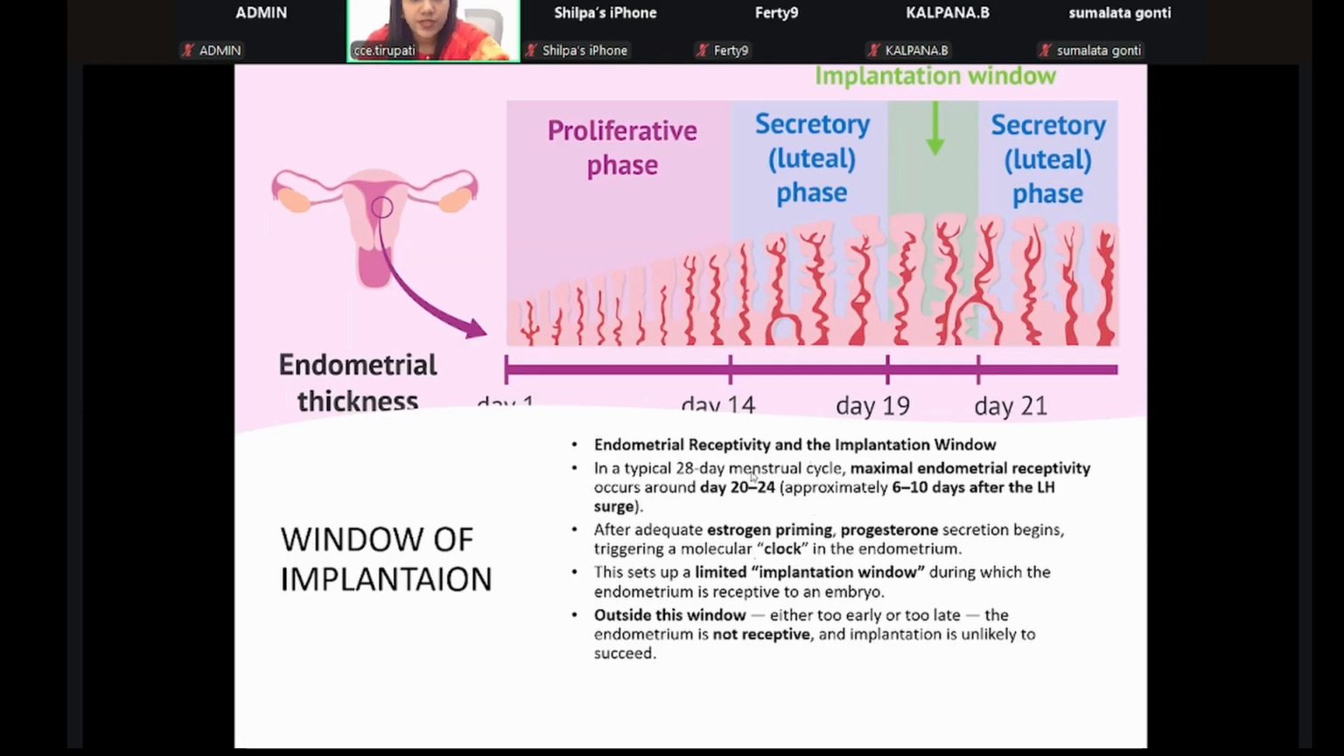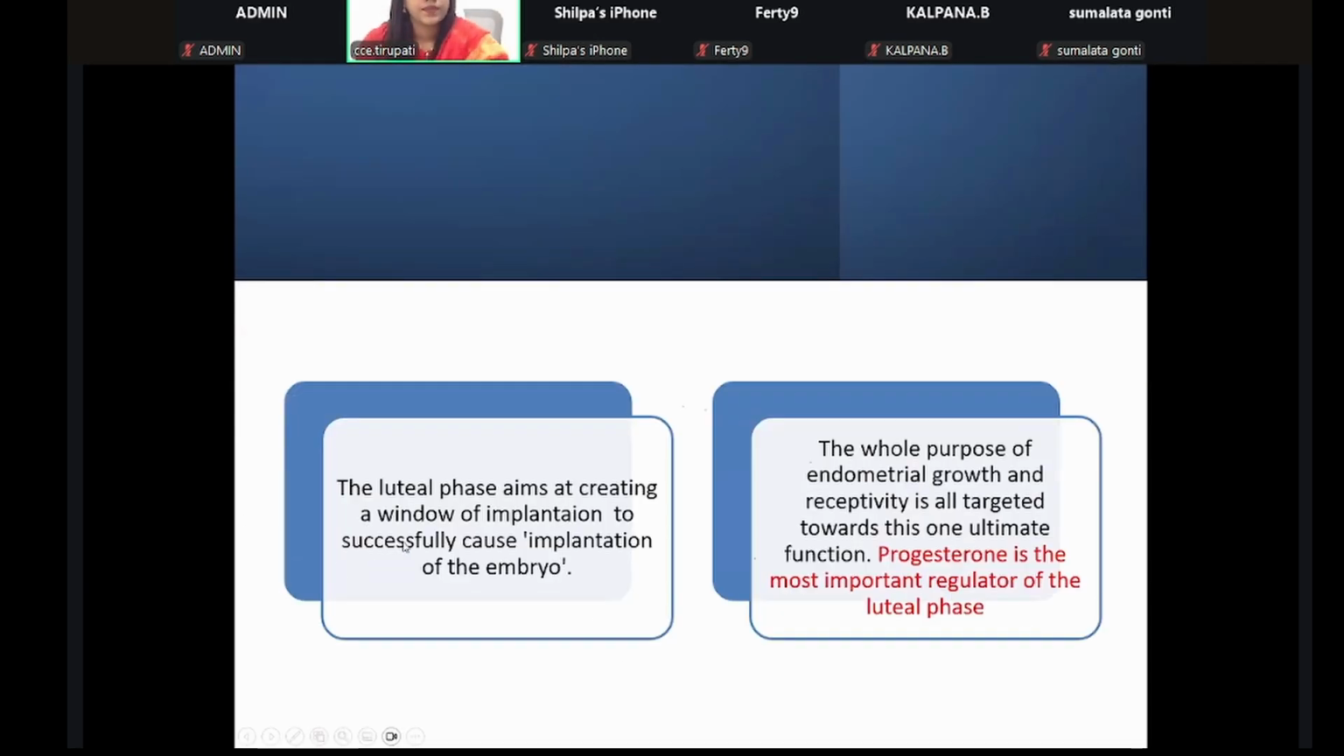After adequate estrogen priming in the proliferative phase, the secretion of progesterone begins, triggering a molecular clock in the endometrium. This sets up a limited implantation window. Before this, the endometrium is pre-receptive; after this, post-receptive. Only during the implantation window are there maximum chances of implantation. The luteal phase aims at creating a window of implantation to successfully cause implantation of the embryo. The whole purpose of endometrial growth and receptivity is targeted towards this one ultimate function, the secretion of progesterone, which is the most important regulator in the luteal phase.